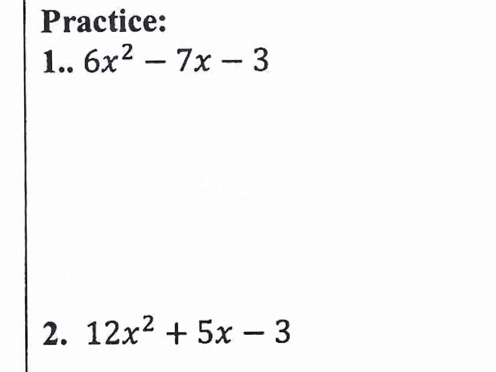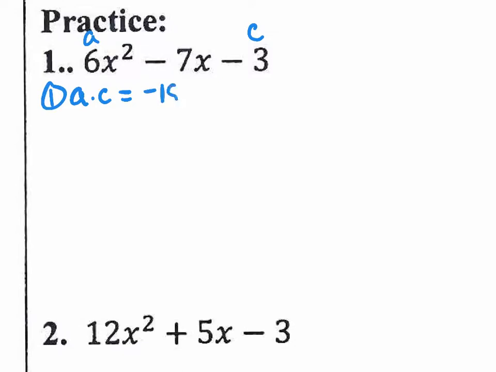Check it out. Number 1. Pay attention, please. What's step 1? To multiply a times c. Write really small, guys. Write really small. A times c. A is 6. C is negative 3. What's my answer there?